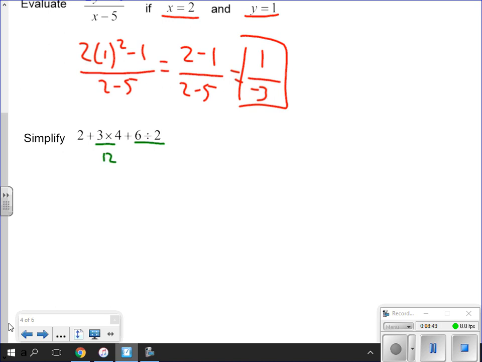3 times 4 is 12. 6 divided by 2 is 3. So this is now that. So now what do I have? I have 2 plus 12 plus 3, and I add them together. 2 plus 12 is 14, plus 3 is 17.